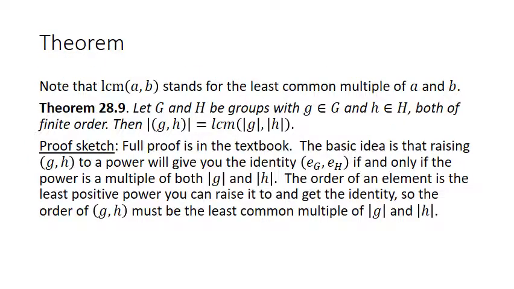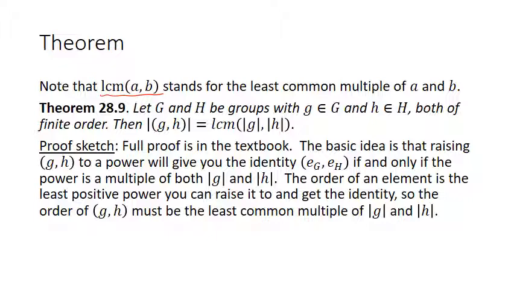Okay, so this brings us to a theorem, and before you read this theorem, just note that this LCM of A and B, that notation, stands for the least common multiple of A and B. In other words, the smallest positive integer that is a multiple of both A and B. Okay, so theorem 28.9, let G and H be groups with little g in big G and little h in big H, and both of them of finite order. In other words, both little g and little h are of finite order, not necessarily the groups.